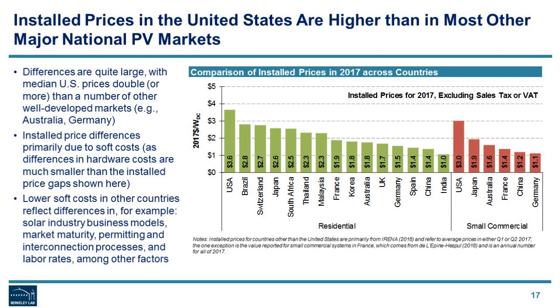And those soft cost differences can reflect a combination of different factors: permitting and interconnection processes, labor rates perhaps, and just maybe differences in the nature of the solar industry in some of these different countries. I think regardless, the one obvious conclusion here is that there's seemingly quite a bit of legroom left for system pricing in the U.S. to come down, given what we're seeing in other countries. Less clear is exactly how we get there.